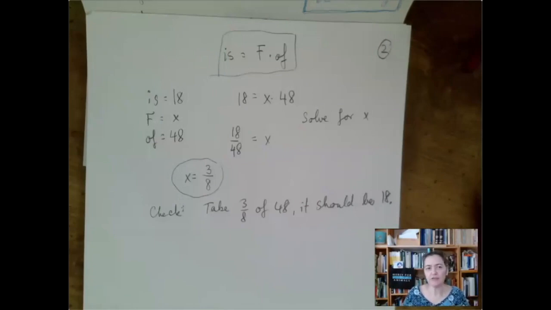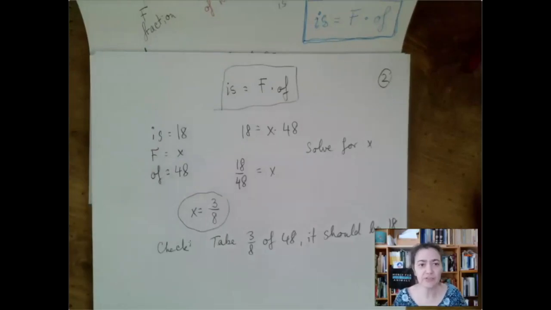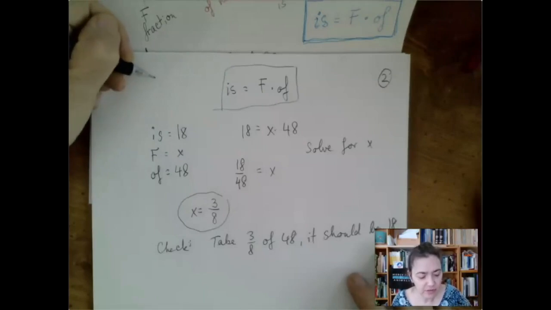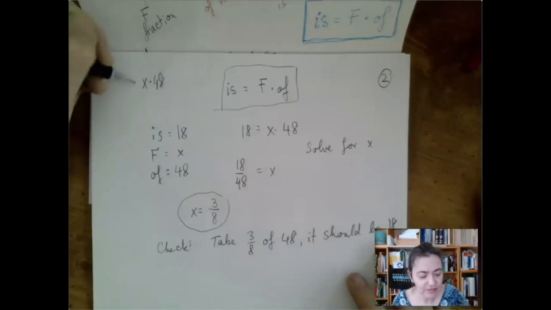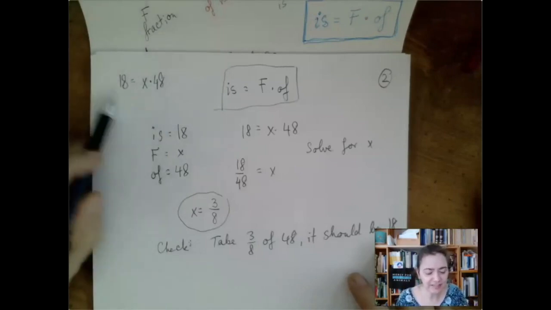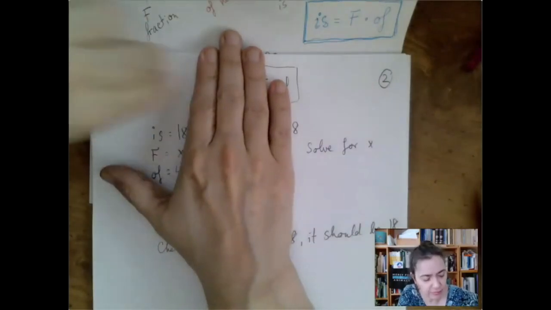Now, after a while, you're not going to need the table. It's going to organically speed up to something like, once upon a time, there was 48, and when we took x fraction of it, we got 18. So you're going to be able to come up with this without the little table, but don't rush it. Have that little table first.